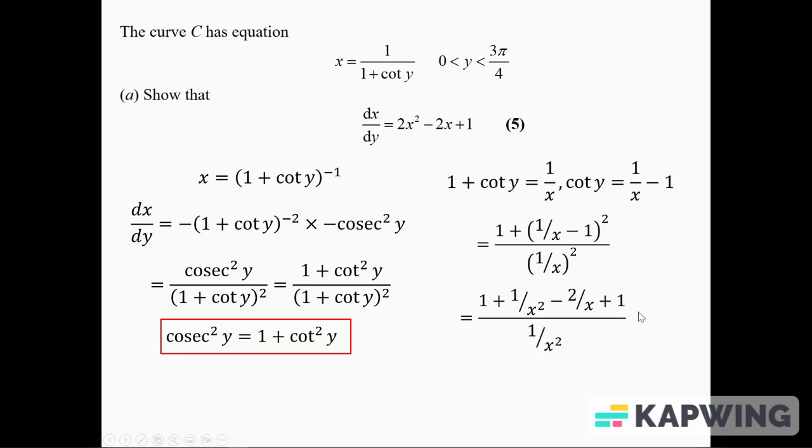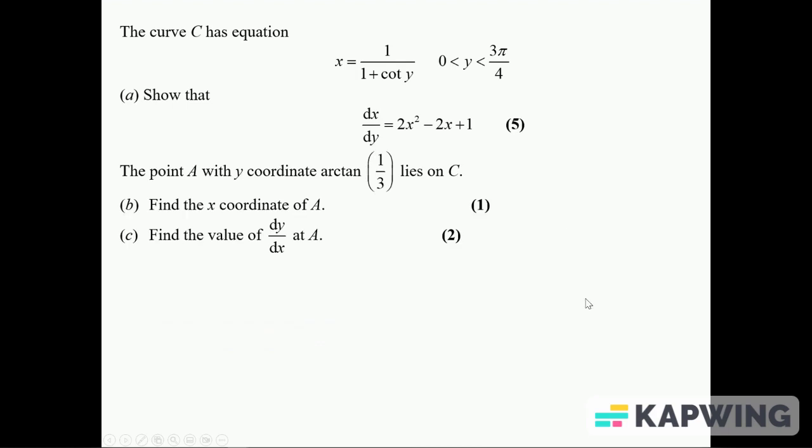I've got fractions in fractions here, so I can multiply the top and bottom by x squared, which just gives me a 1 on the bottom. And on the top, I'll have 2 times x squared. I'll have 1 over x squared times x squared, which is just 1, and then the minus 2 over x times x squared, which is the 2x. So these two will give me the 2x squared. This gives me the plus 1, and this gives me the 2x.